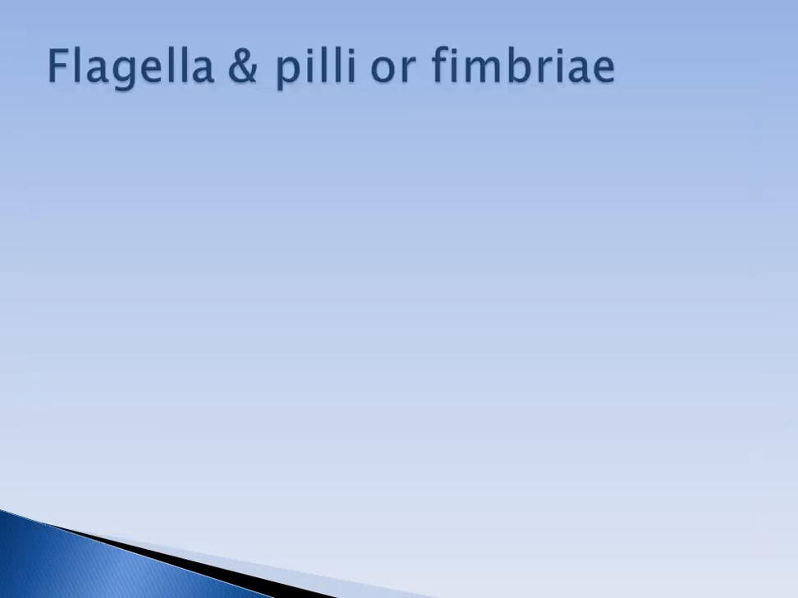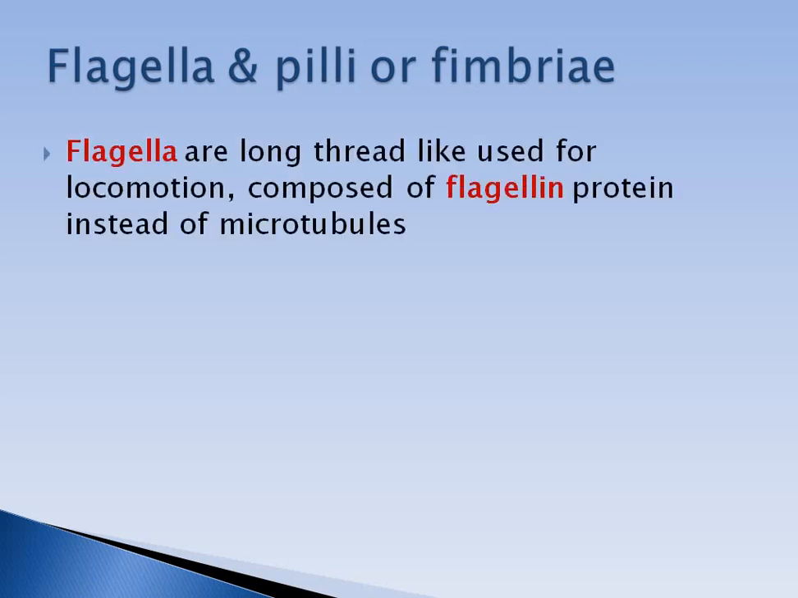Now, what are flagella and pili or fimbriae? Flagellum are just like the flagellum of the eukaryotic cells. They are long thread-like structures used for locomotion. But the difference is that in the eukaryotic cell, we have just seen that flagellum is made up of microtubules. But here in a prokaryotic cell or a bacterial cell, it is made up of a protein that is called flagellin.